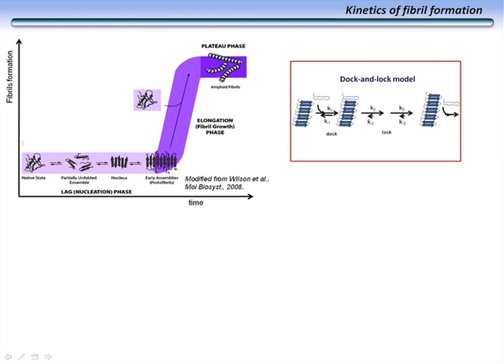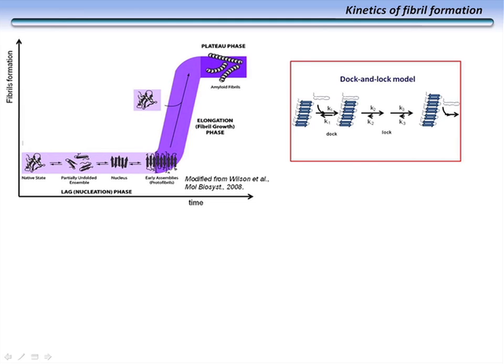In general, it is thought that the kinetics of fibril formation is very similar to a crystallization process, with an initial lag phase, which is necessary for the formation of the nucleus, in particular a beta sheet enriched nucleus. The lag phase can be very, very long, but once the nucleus is formed, there is a very rapid elongation phase and fibril growth until a plateau.